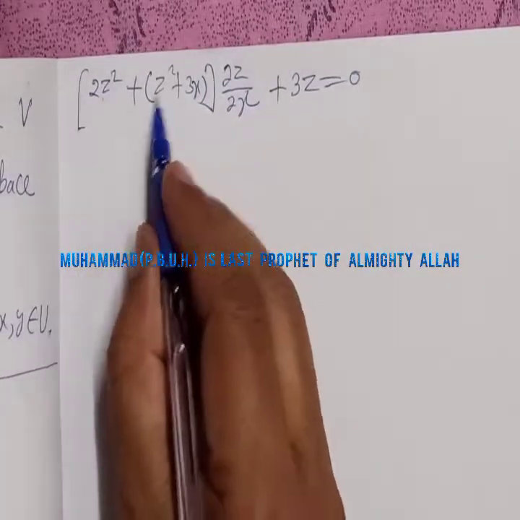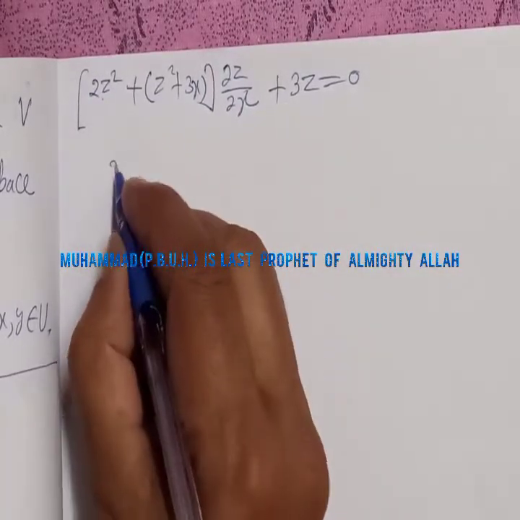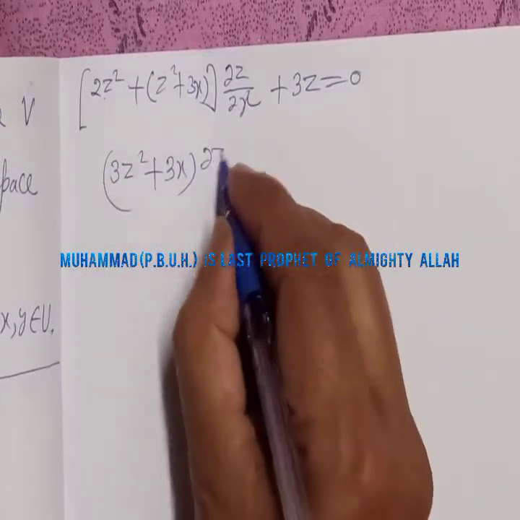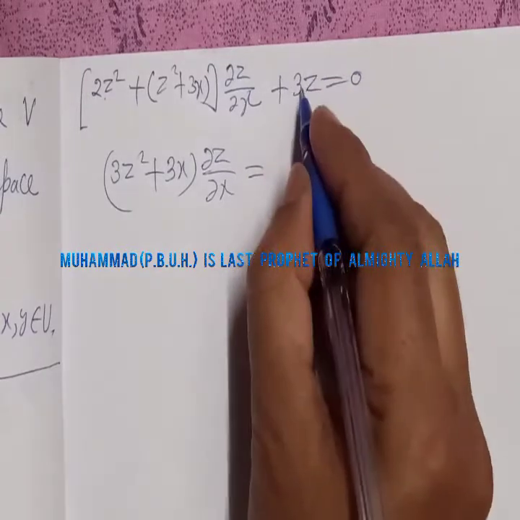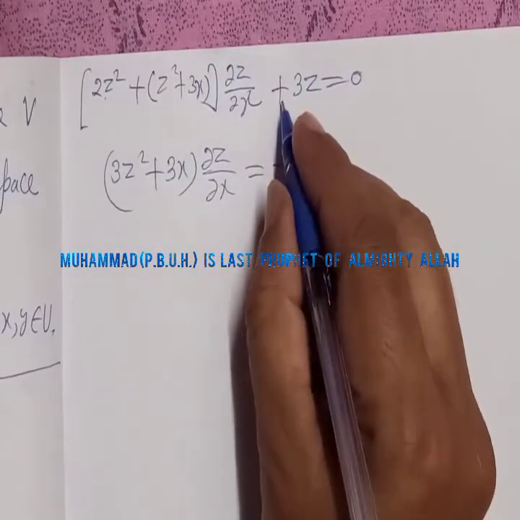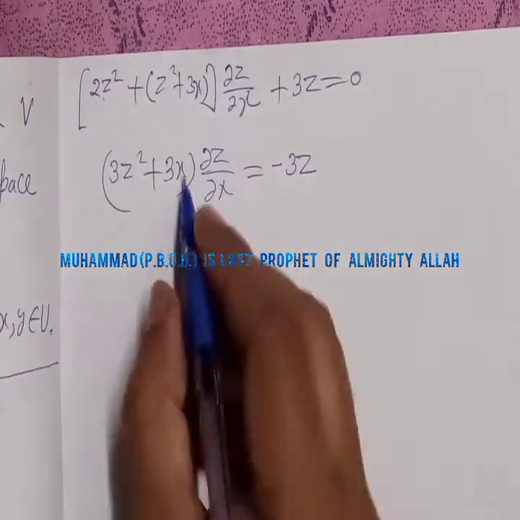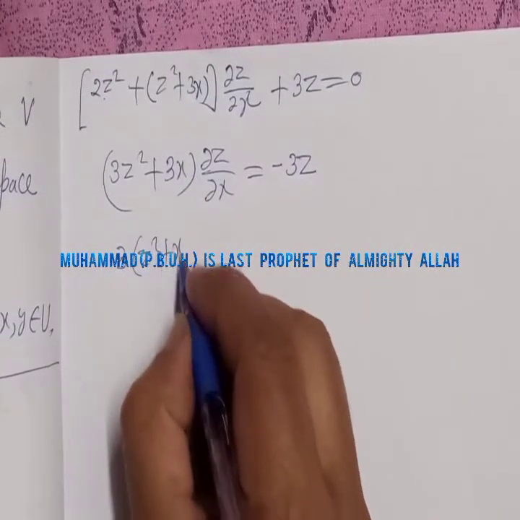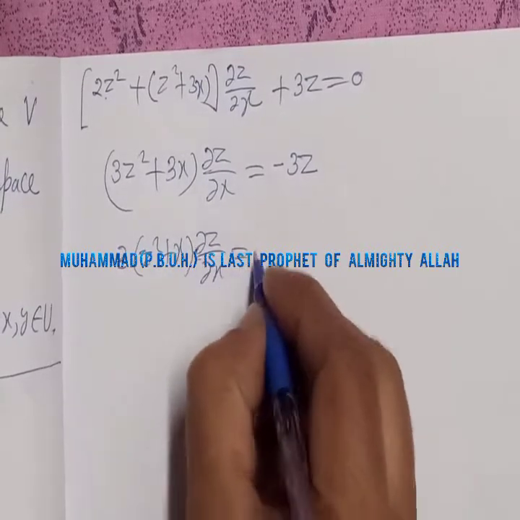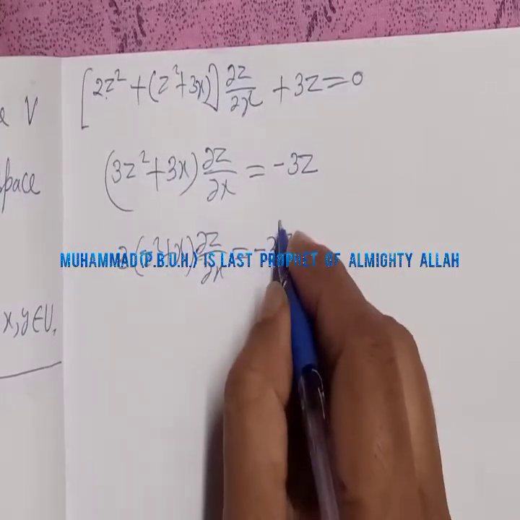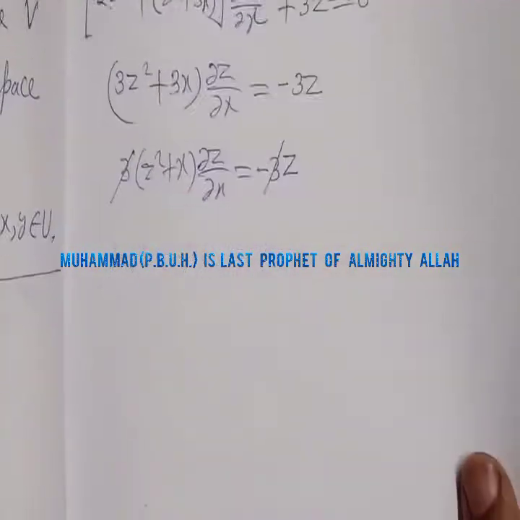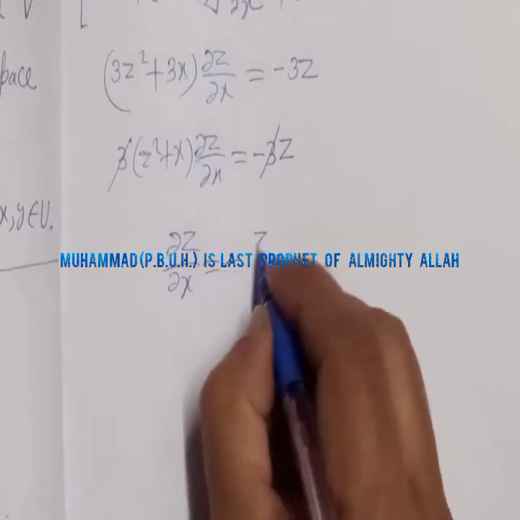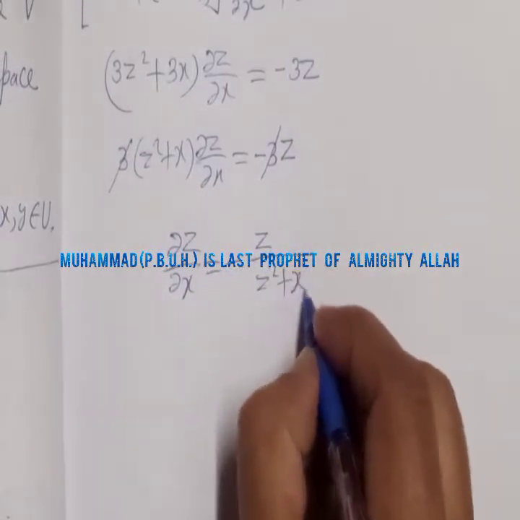On adding these two terms, 2z square and 1z square, we get 3z square plus 3x multiplied by del z over del x. On transferring this term to the right hand side we get minus 3z, and take out 3 from here, we get (z square plus x) del z over del x is equal to minus 3z. Cancel out 3 from this and we can find the value of del z over del x, which is equal to minus z over z square plus x.